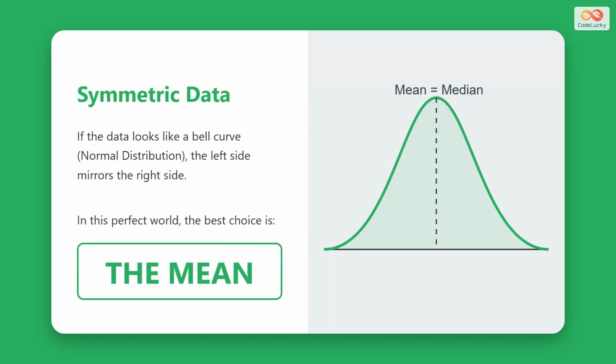If your data is symmetric, forming a bell curve shape, the data is evenly distributed around the center. In this ideal scenario, the mean is the preferred choice. It uses every single data point in its calculation, making it the most powerful and precise measure for symmetric data.